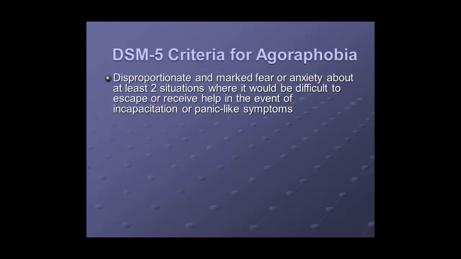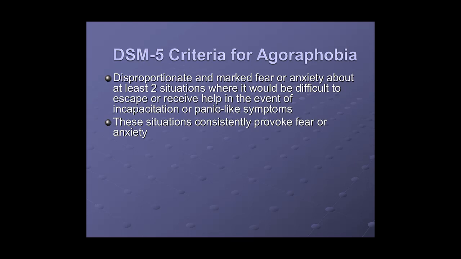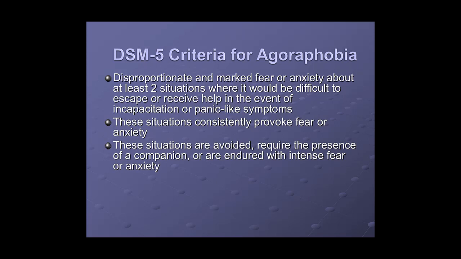For the DSM-5, the criteria that has to be met for agoraphobia is a disproportionate and marked fear or anxiety about at least 2 situations where it would be difficult to escape or receive help. These situations might include going out to the mall, going out to a grocery store, riding a train, public transportation, those sorts of things. The situations consistently provoke fear or anxiety, and they are avoided, or they require the presence of a companion. In other words, someone that person trusts, that they can travel with and help them to endure the intense fear or anxiety. Again, we have that time marker of at least 6 months in order to be diagnosed.